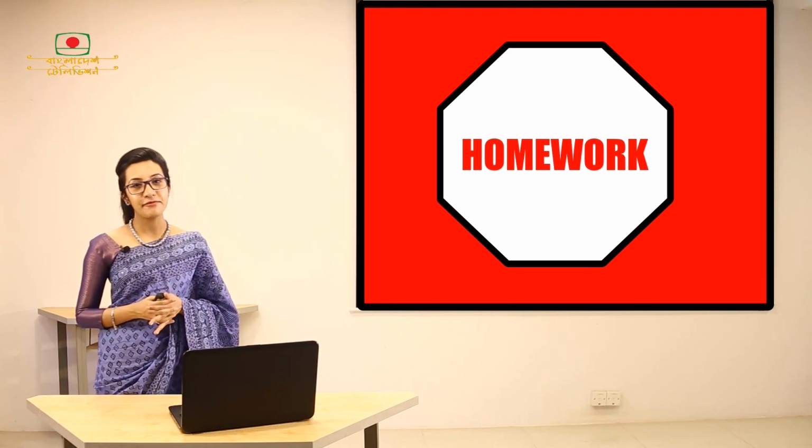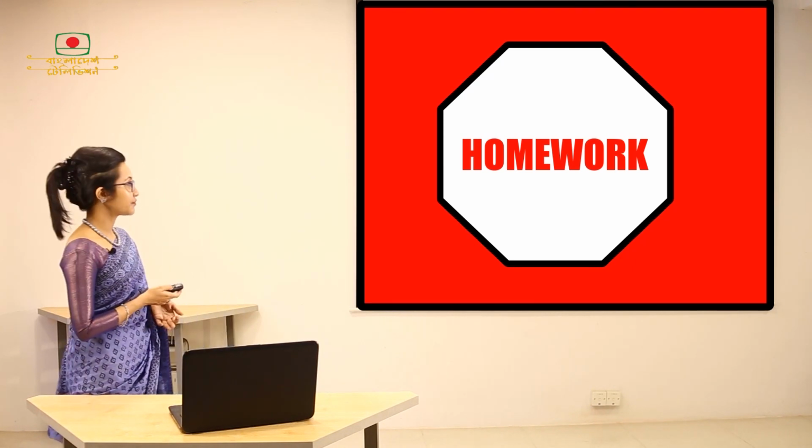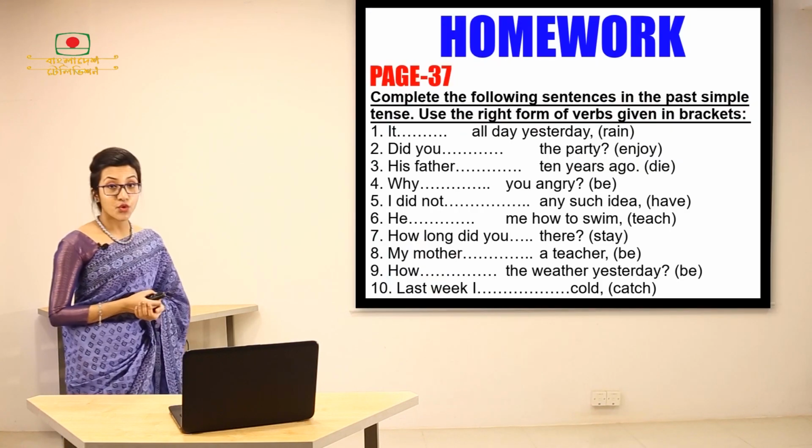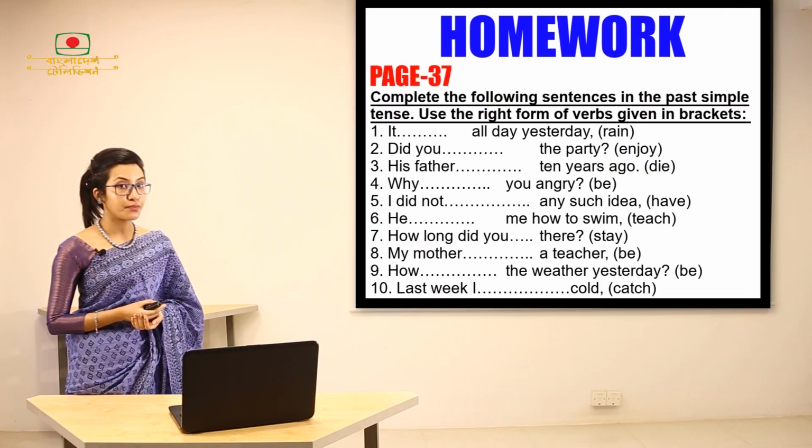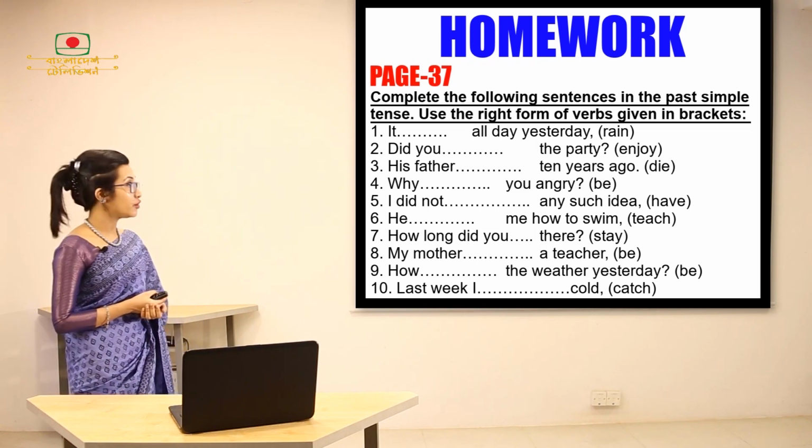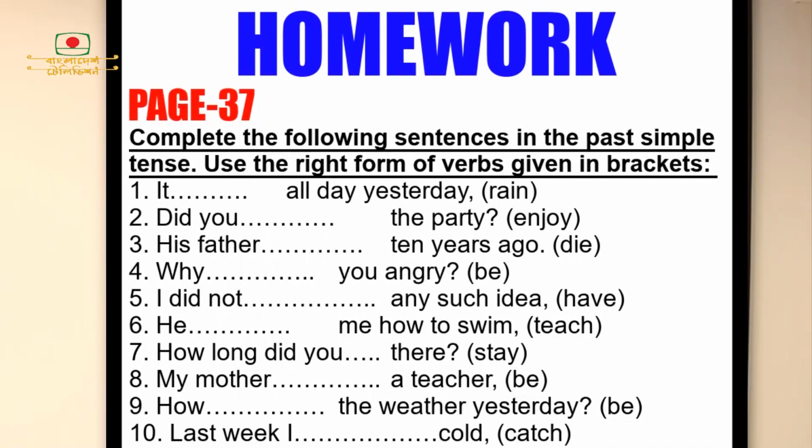Dear students, now it's time for homework. This homework can be found in your book at page number 37. Let's have a look what we have here. Complete the following sentences in the past simple tense. Use the right form of verbs given in brackets. So there are several sentences given here, and in the bracket there are some verbs given and they are all in present form. What you have to do? You have to use the past form of this verb in the blank.